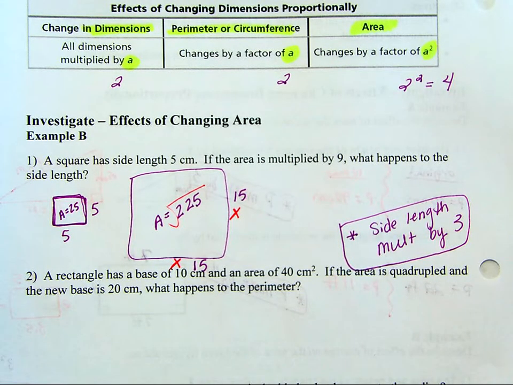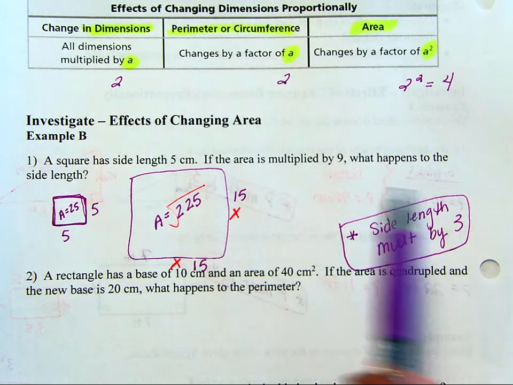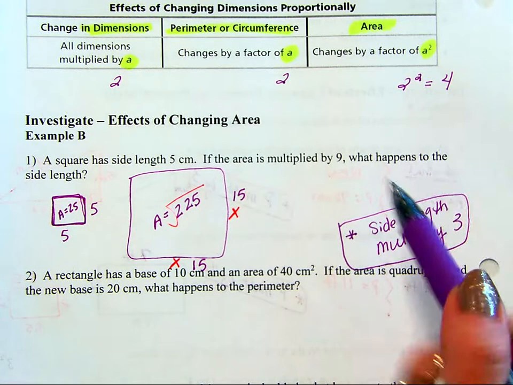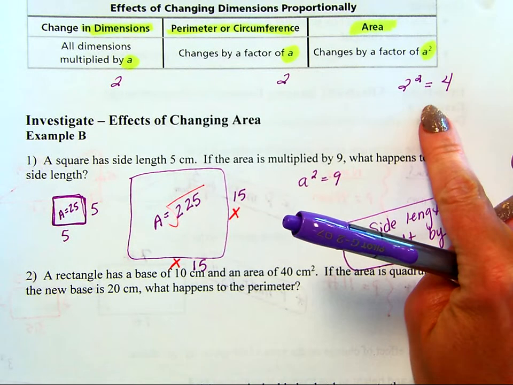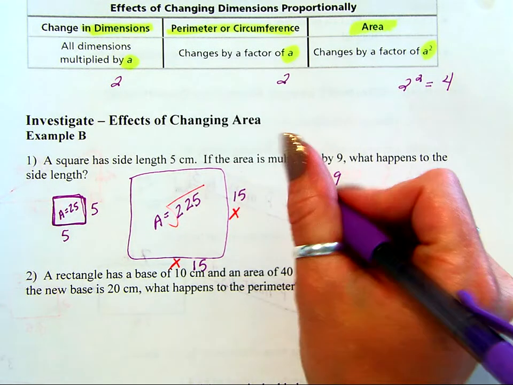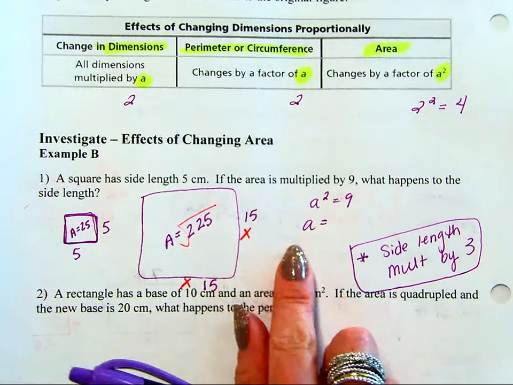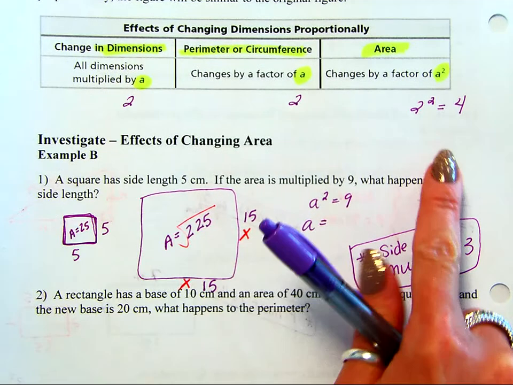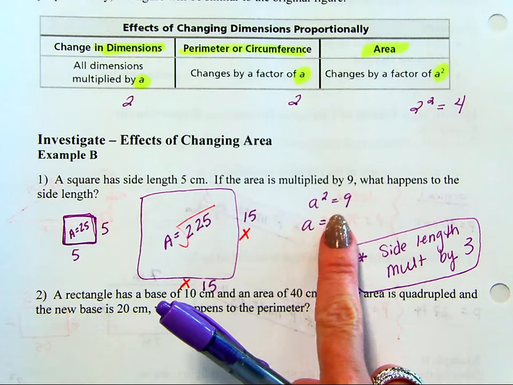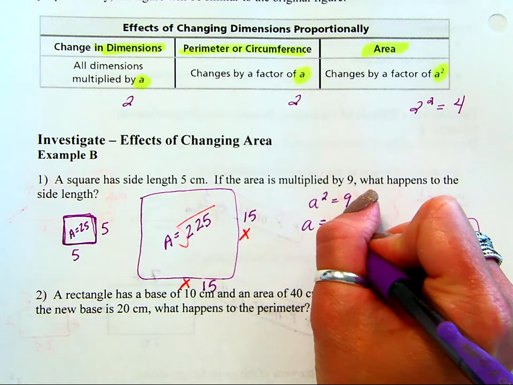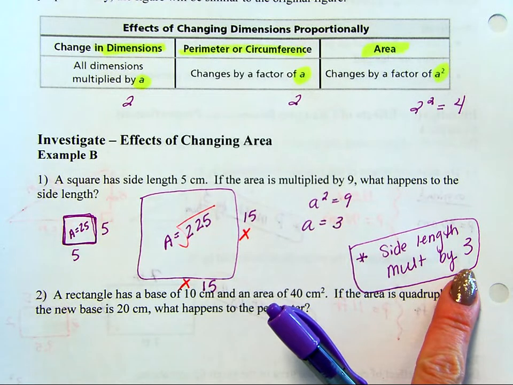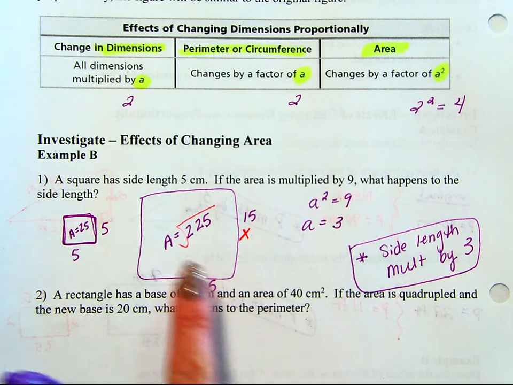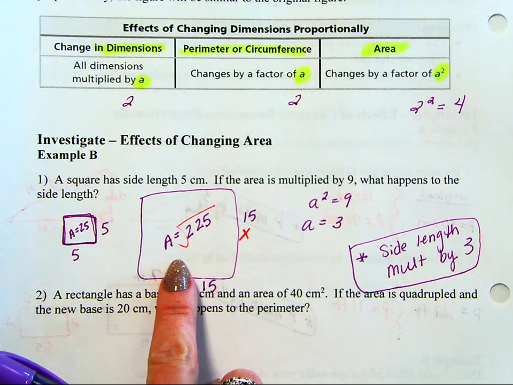Now, I could have taken a shortcut on that. If the area multiplies by 9, that is the a squared factor. A squared is 9. The side length is my dimension. So if a squared is 9, a would have to be 3, and that would tell me how the side length is going to change. Sometimes if you already know what's going to happen, you may not have to do all of this figuring.